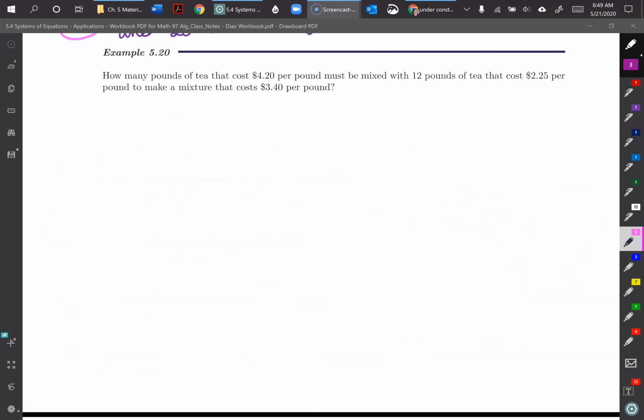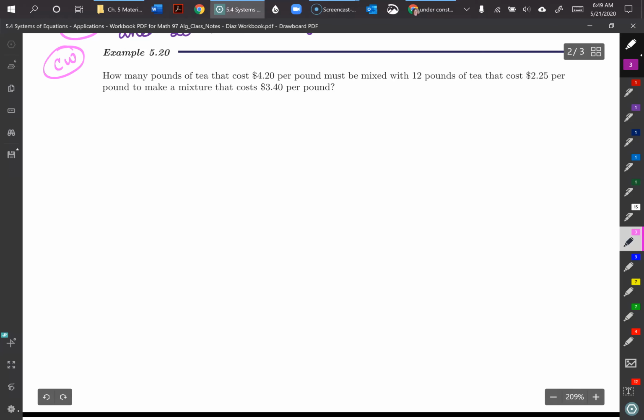The next problem is example 5.20, and you can try that one on your own as classwork. I would really suggest that. Set it up as a system. You can do it by any method that you want to try. You could try the elimination method. You could try substitution. I think I do this one by substitution. It does have a little twist on it, so you've got to pay attention to the problem.